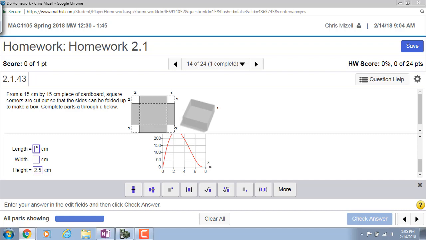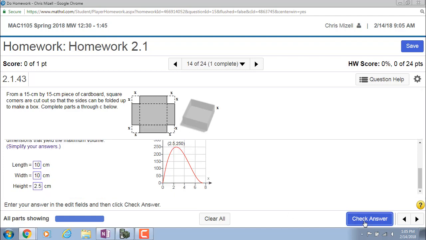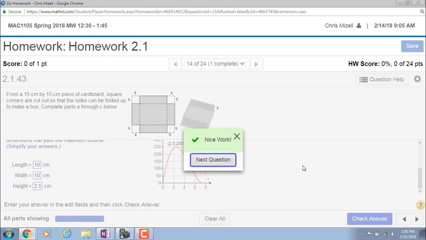So let's input 10 centimeters there, 10 centimeters there. Is it going to like it? And it does. And it didn't ask us for the volume. That's interesting to me that it didn't ask us for the volume.